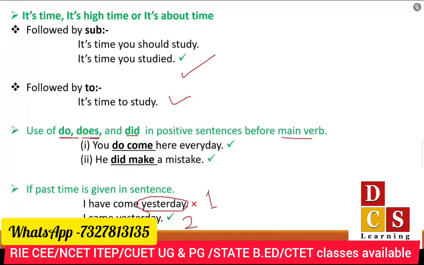So, any confusion in simple past? We have seen how to use do, does, or did before the main verb. We have seen it's time, it's high time, or it's about time. The basic structure of a past sentence, right?